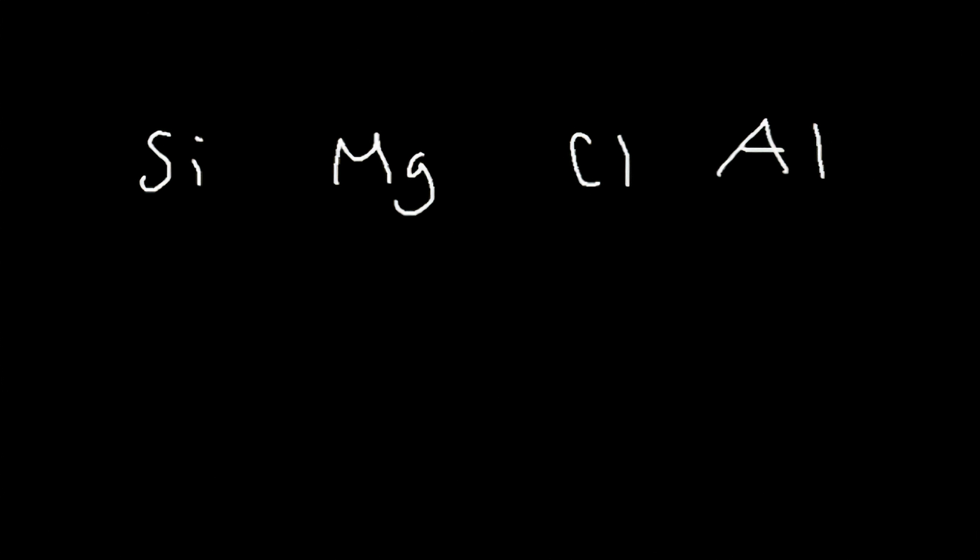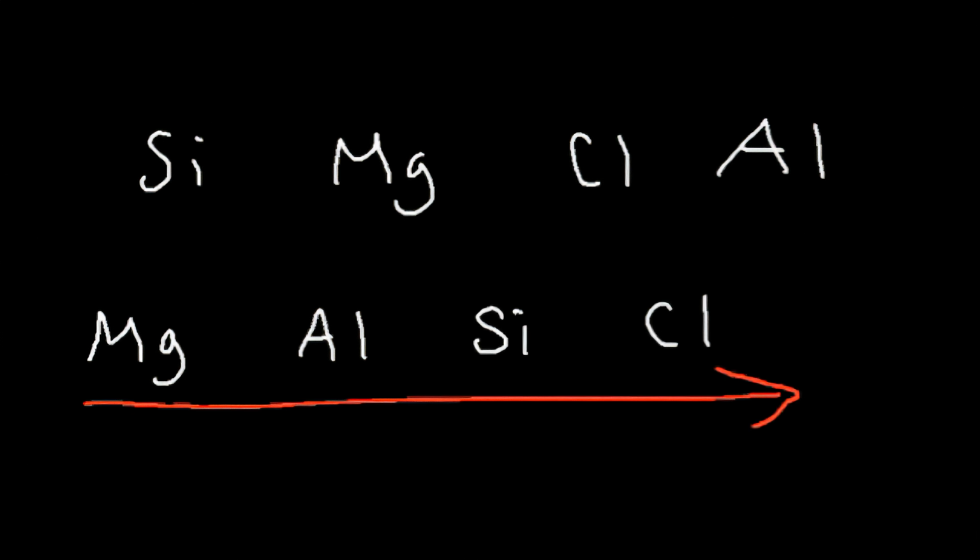Now, let's say if you have 4 elements: silicon, magnesium, chlorine, and aluminum. Rank the following elements in order of increasing electronegativity. So look at the periodic table and place them in order. So each of these elements are in the same row. Magnesium comes first, it's in group 2, then aluminum, which is in group 3A, then silicon, that's in 4A, and chlorine is in group 7A. So electronegativity increases towards the right. So if we want to rank it in order of increasing electronegativity, that's from low to high.